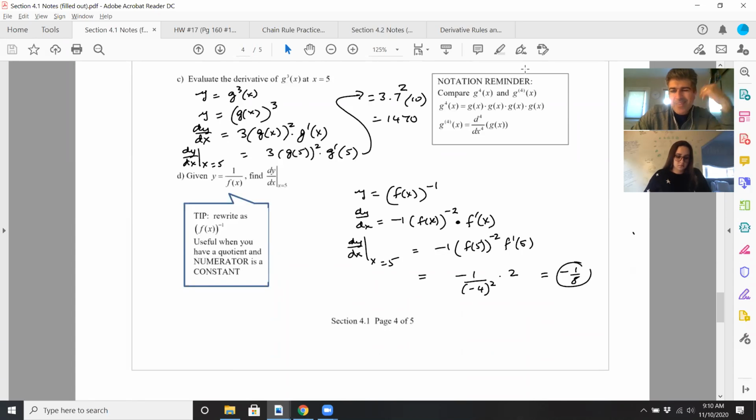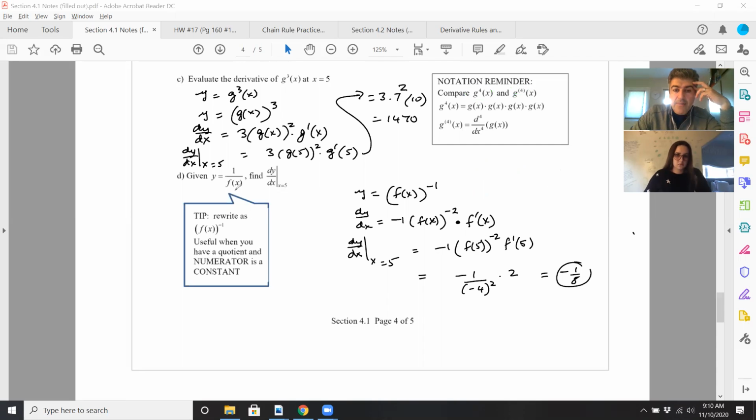Some notation. I don't really do this, but some people do. This right here just means g of x raised to the 4th power. If you see it in parentheses, it means a 4th derivative. I like to just do 4 accent marks, or I just tell you if I mean a 4th derivative. I think that's a little confusing, but some people do that.